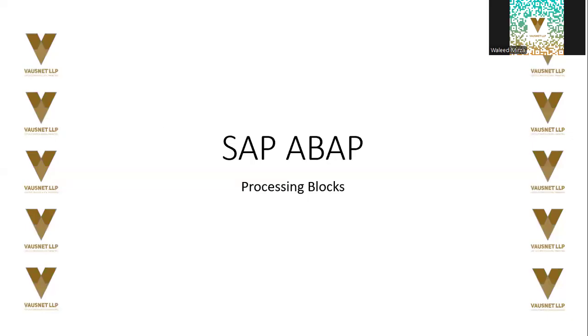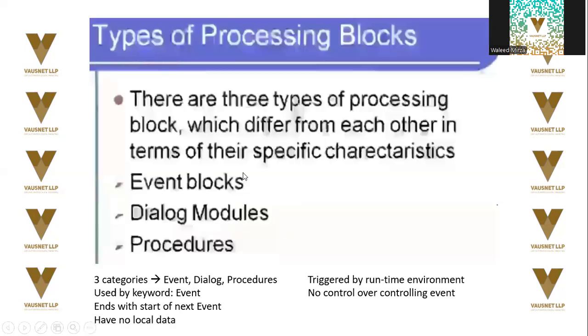Okay, so we have already started with processing blocks. Now, processing blocks, as we have seen, there are various kinds of blocks: event, dialogue, and procedures. Now, three categories: event and dialogue and procedures. These are used by keyword event, and it ends with the start of next event, like start of selection.